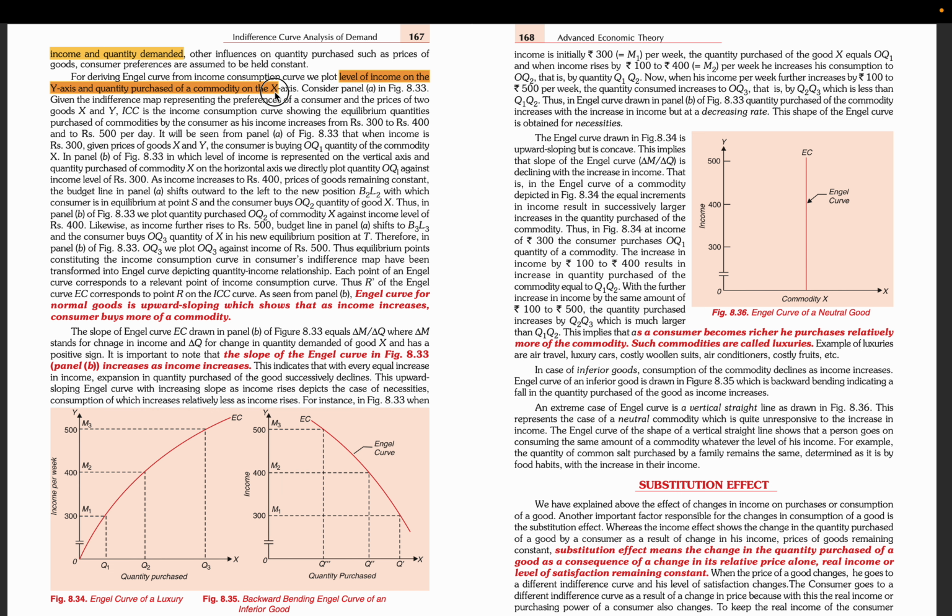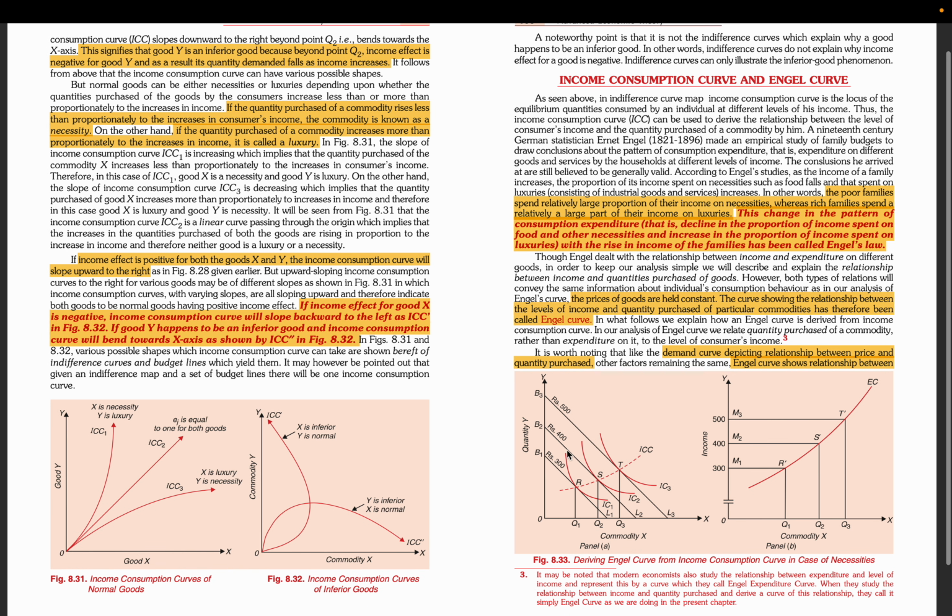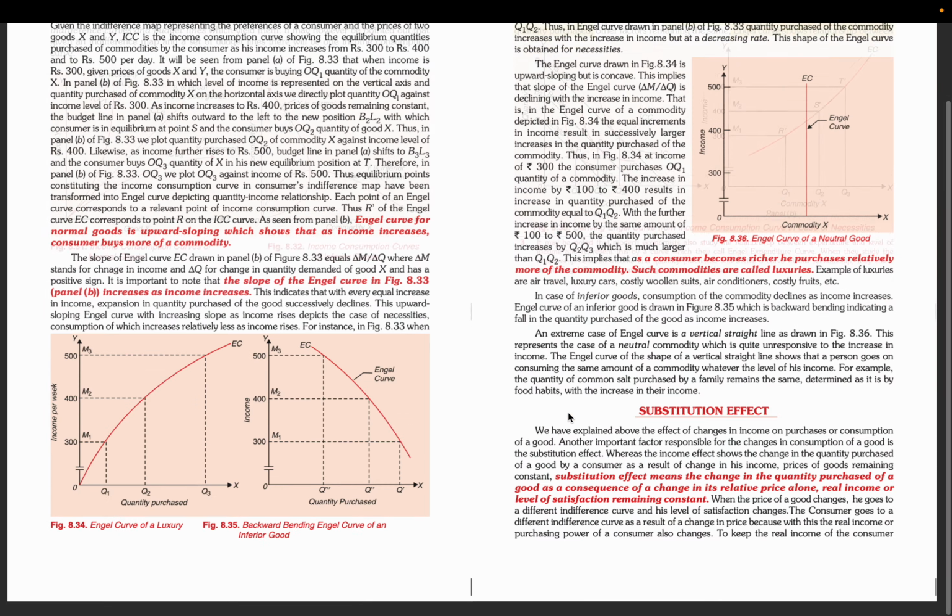Level of income on the y-axis, quantity purchased of the commodity on the x-axis. In 8.33, given the indifference map representing the preferences of the consumer and the price of two goods X and Y, ICC is the income consumption curve showing the equilibrium quantities purchased of commodities by the consumer as his income increases from 300 to 400 to 500 per day. So we're basically able to show the ICCs relating to rupees 300, 400 and 500 being earned when quantity X and quantity Y are plotted here.